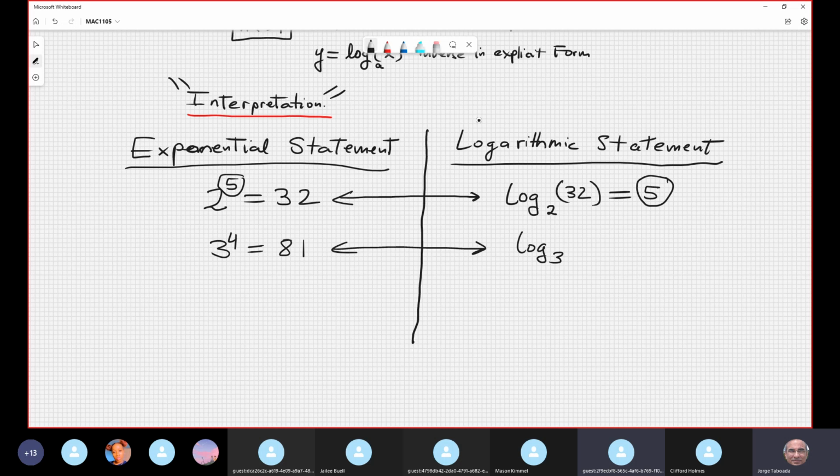The base is obviously 3. Look at that. Inside the parentheses, you have 81. That 81 represents the result of the exponential. Now it's not the result, it's the argument. And the answer is 4, the exponent. So what exponent is necessary to raise the base 3 in order to get 81? This is the idea. Okay? I bring more examples.